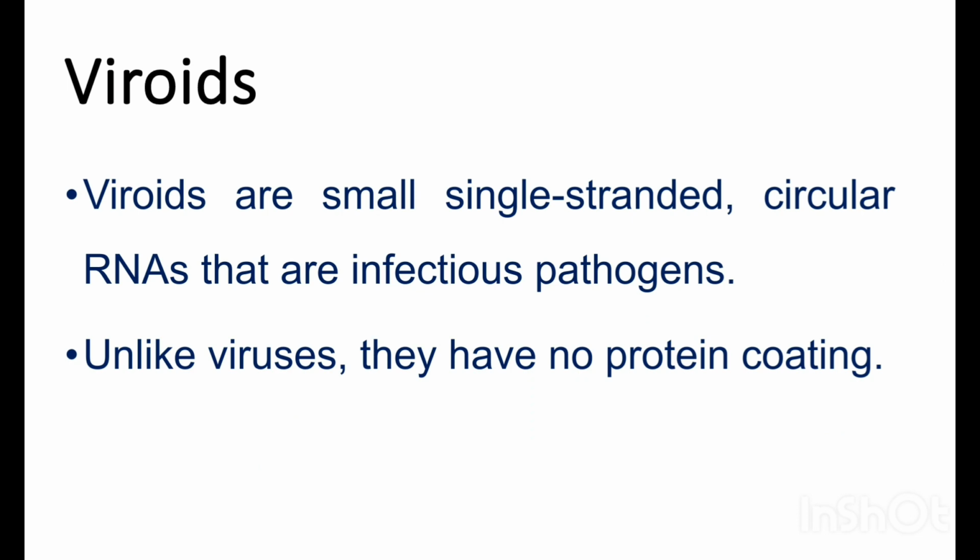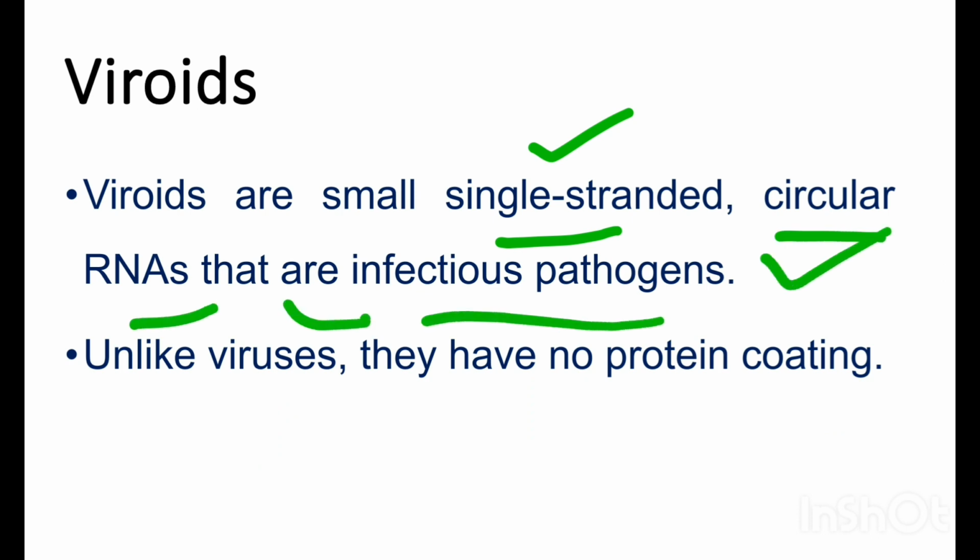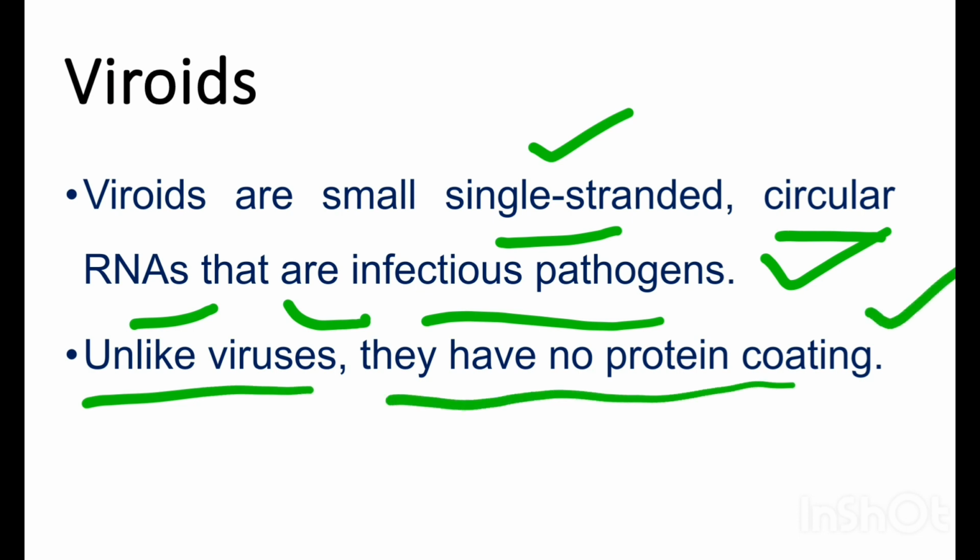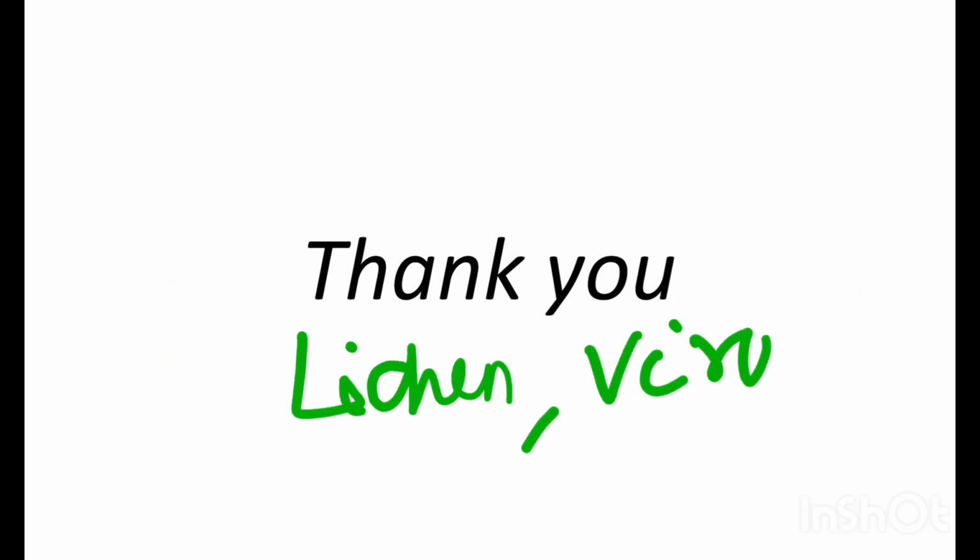Then what are viroids? Viroids are small single-stranded circular RNA that are infectious pathogens. Unlike viruses, they have no protein coat. So the virus without protein coat is called viroids. Remember the term viroids. So it is all about your lichen, virus and viroids.